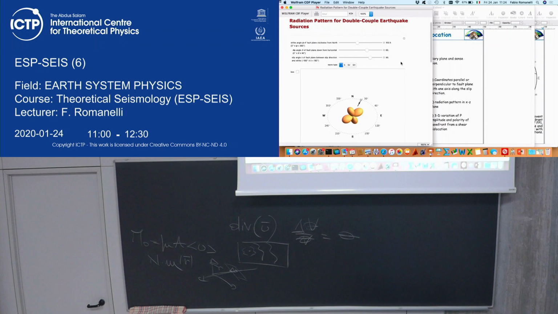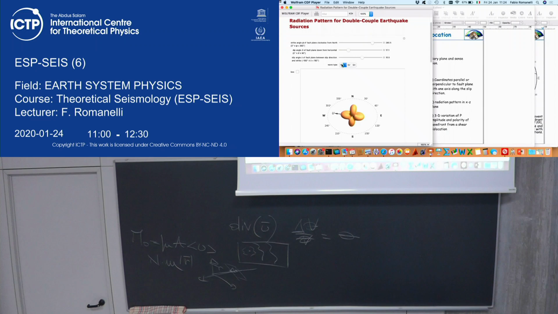visualizer of Mathematica applets, and for example you can play very easily with the radiation patterns, changing the strike, changing the dip, and changing the slip. You see, it's always the same. It's going to be rotated according to the focal mechanism of the style of faulting that we have at the source. And P and S are different, please do remember.